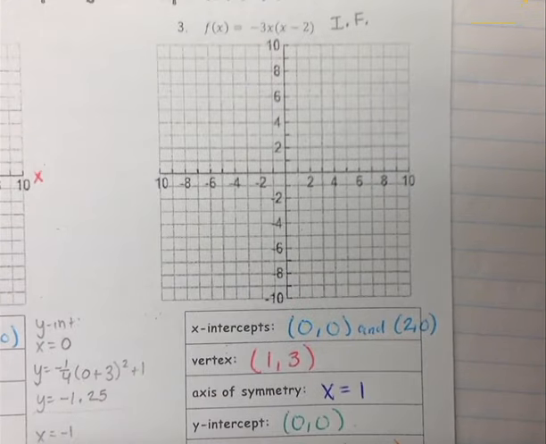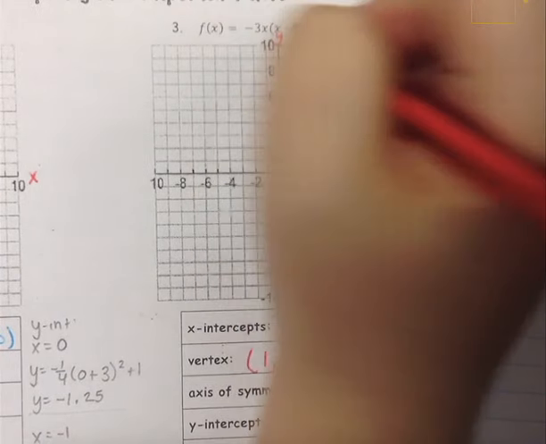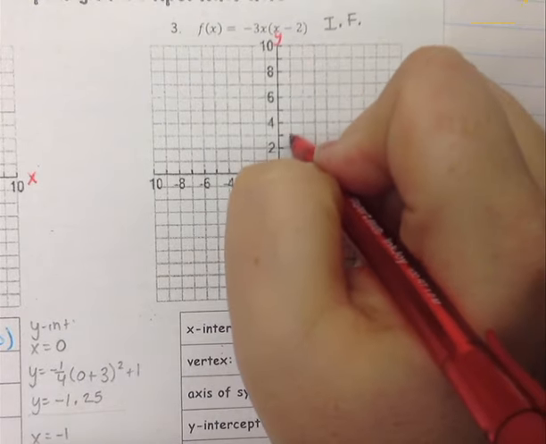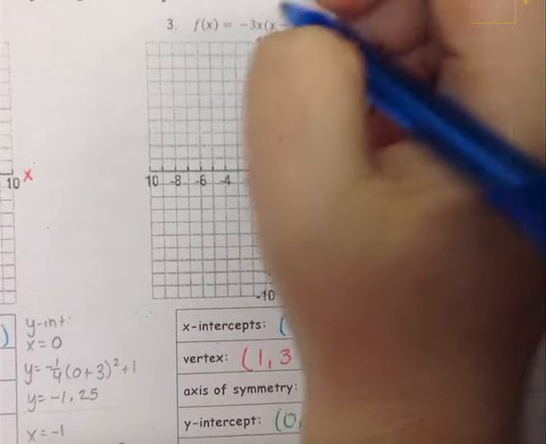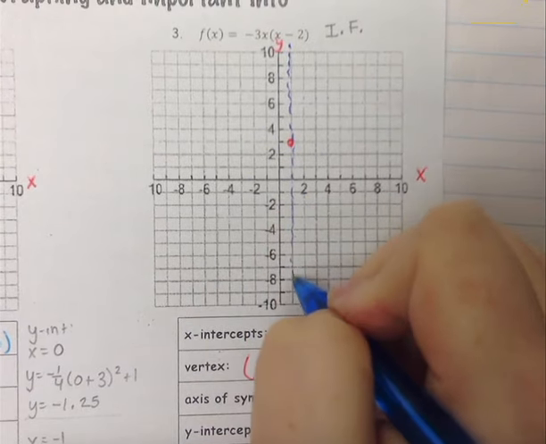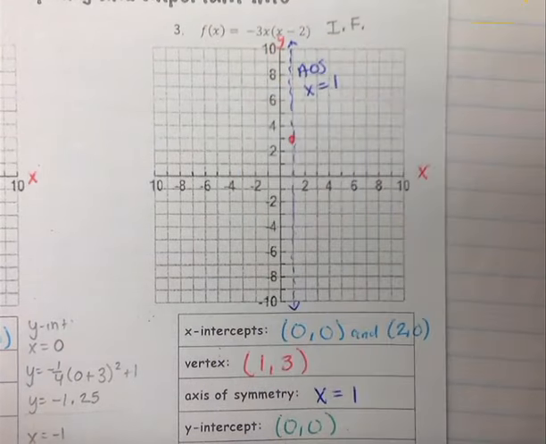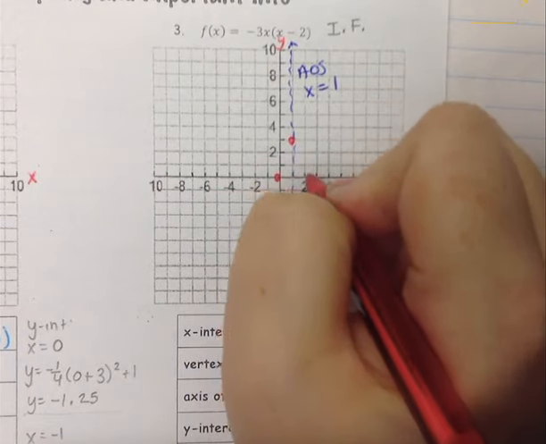Let's go and graph this. Put the x and y on our axes, and we already have our scale. So our vertex is at 1, 3. So go ahead and draw in your axis of symmetry as well, that vertical line going through that vertex because everything is symmetrical across from it. We're going to label it as AOS x equals 1 because that is our axis of symmetry. Then we're going to graph our two x-intercepts at 0, 0 and 2, 0.